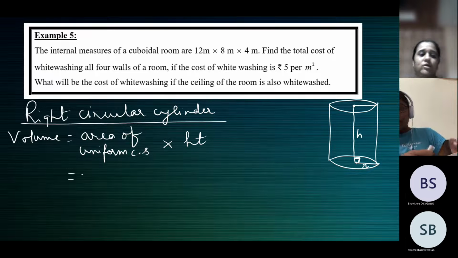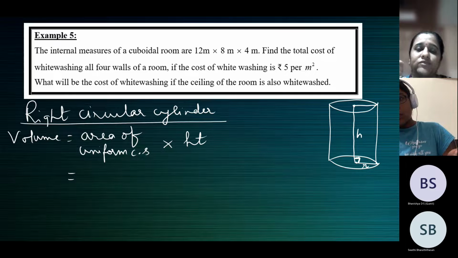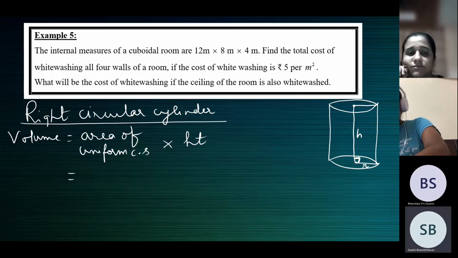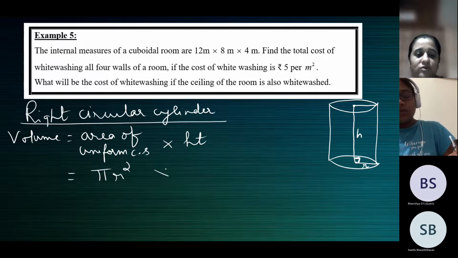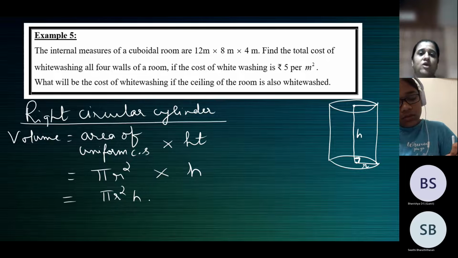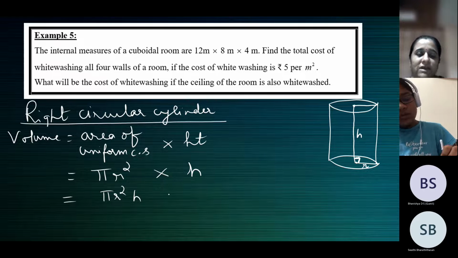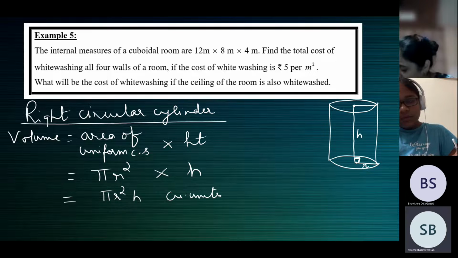So what's the area of the uniform cross section? What is the cross section of a right circular cylinder? Circle. What's the formula to find the area of a circle? Pi r square. So pi r square into the height of the cylinder, h. So pi r square h is the formula to find the volume of a right circular cylinder, in cubic units. Please write down, I have to clear the screen.